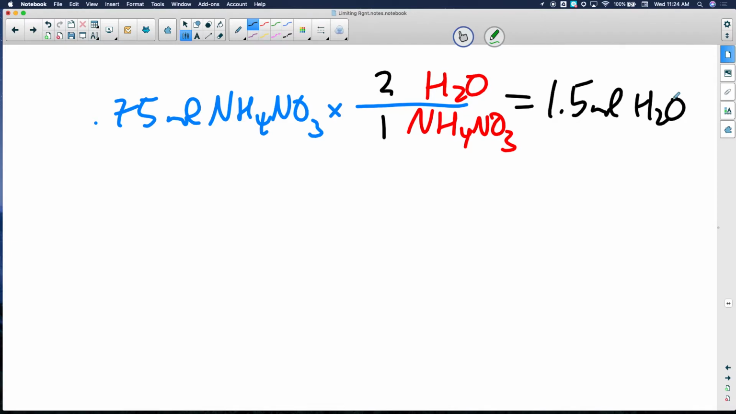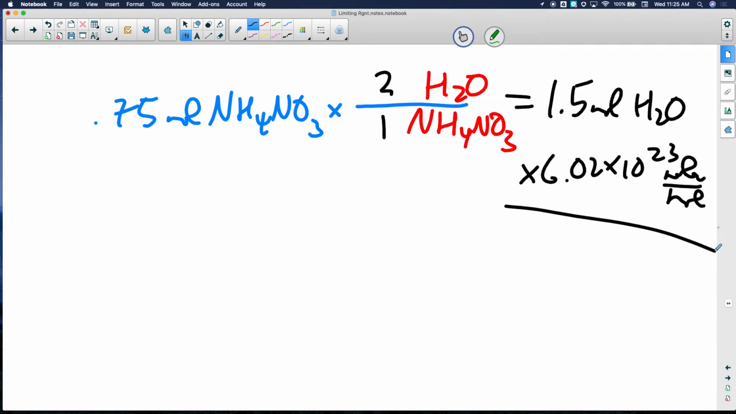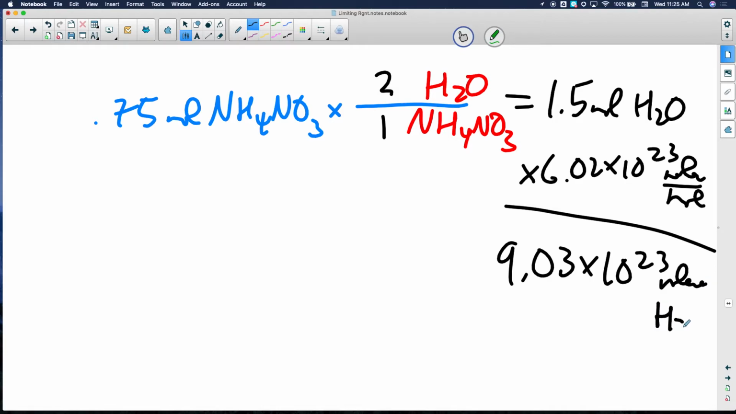How do I go from moles to molecules? I'm going to multiply by 6.02 times 10 to the 23rd. And when I say me, I mean Julia. Okay? So that's my molecules per mole. 9.03 times 10 to the 23rd molecules of water. Mic drop, there it is. Boom. We can do this stuff.